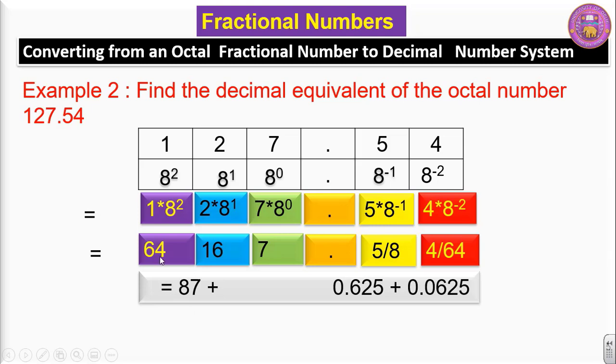We get the value 64, 16, 80. This is 87. And once we solve this particular thing, it comes to 0.625 and 0.0625. So we get the answer 87.6875, base is 10. So the decimal equivalent of octal number 127.54 is 87.6875.